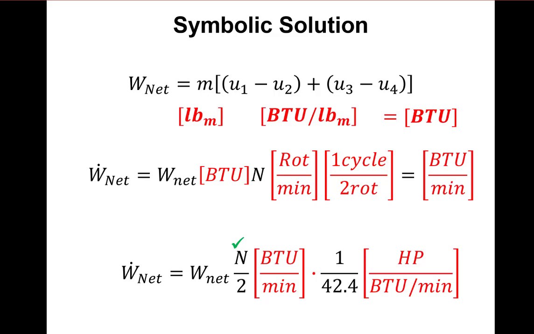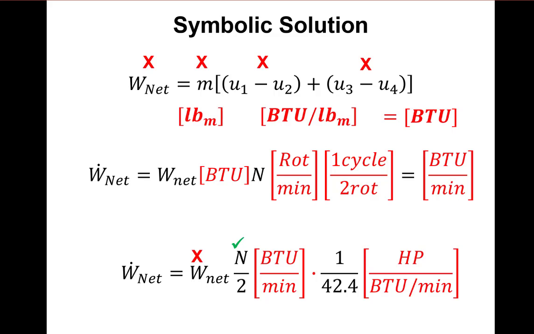I guess the good news here is I know the rotational speed of the engine. The bad news, I don't know the net work, right? But that's okay, I got an expression for the net work. But I don't know the mass. I don't know U1 minus U2, or either U1 or U2. And I don't know U3 minus U4, or the individual U3 or U4. So the good news is I got an equation. The bad news is I know almost nothing.